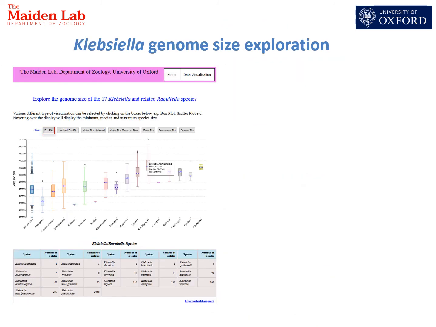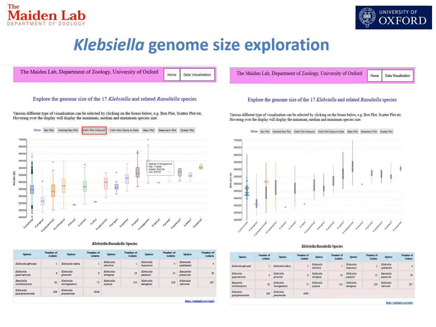This is called a box plot, and it shows the 17 Klebsiella and related Raoultella species. Brushing on any of the 17 species will show you its minimum, maximum, and median size information. You can also change the display to explore the data in a different manner. For instance, this is called a violin plot. As you can see, you can choose different ways to display data so that you can explore different aspects of the data.